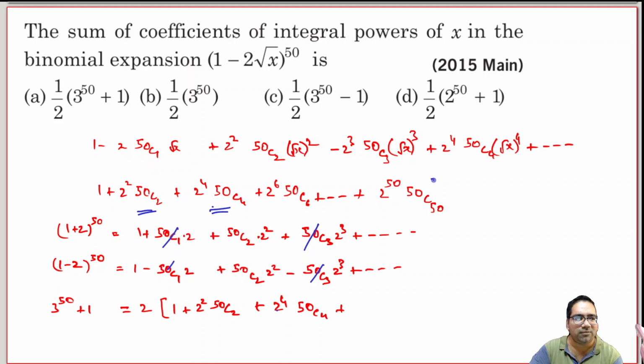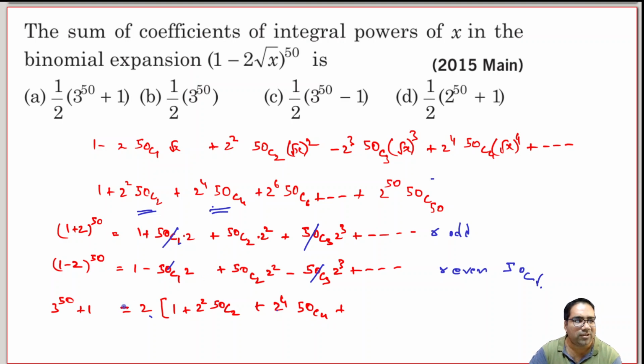Basically, to get the summation, we are adding (1 plus 2) whole power 50 and (1 minus 2) whole power 50. To remove all these terms, 2 into 50c1, 2 cube into 50c3, 2 power 5 into 50c5, these kinds of odd r's: when r is odd, we want to eliminate them. We want to keep only the r's which are even in 50cr. So when we do this, all these odd r's, 1, 3, 5, will get cancelled, and we will be left with 2 into (1 plus 2 square 50c2, 2 power 4 50c4, etc.).